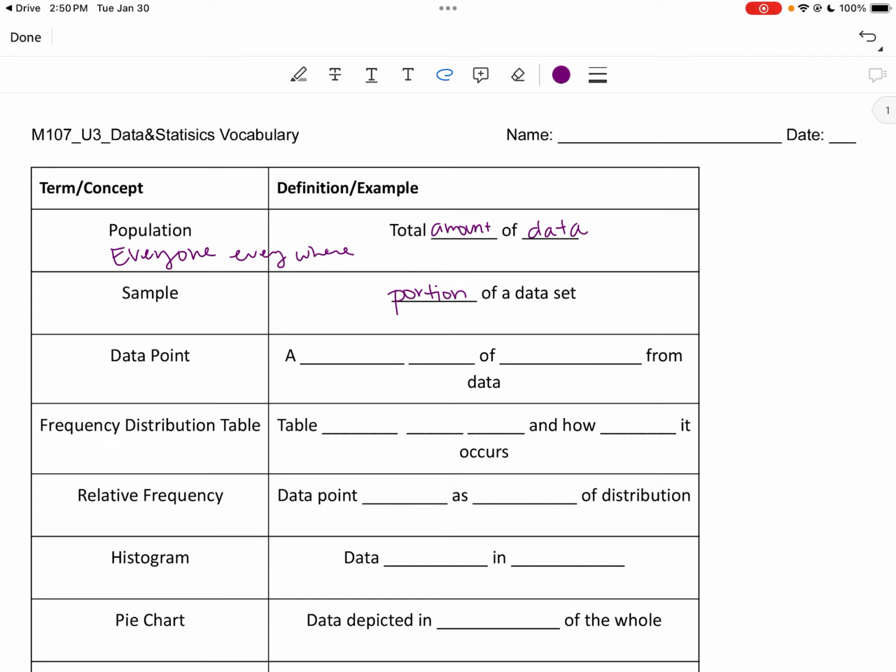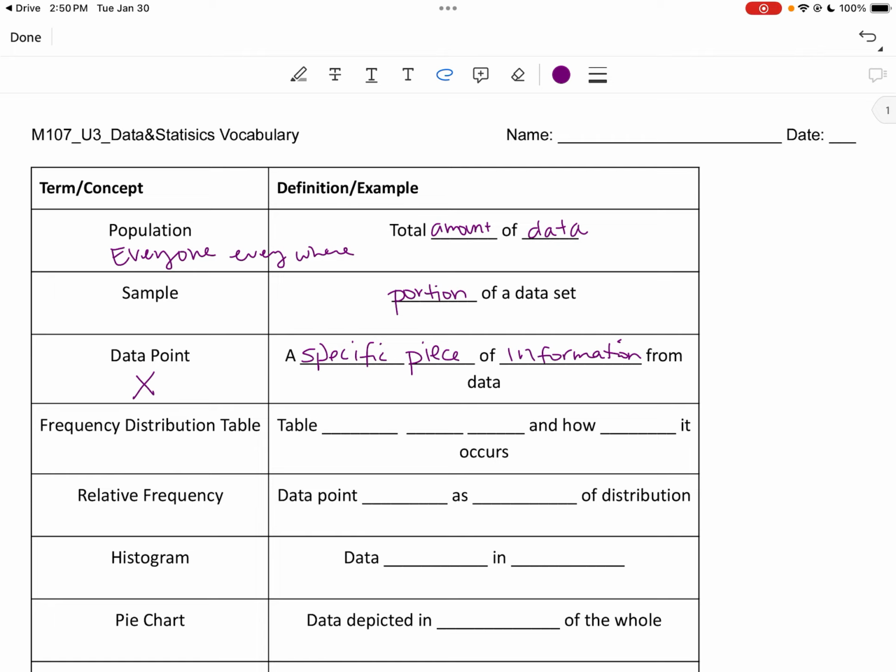Okay. Next one is a data point. So a data point is a specific piece of information. And so that could be like, last week we were talking about the Netflix and TV shows. And so your data point might be like 5 hours as one of those specific data points. A lot of times we will use the variable X for our data point.